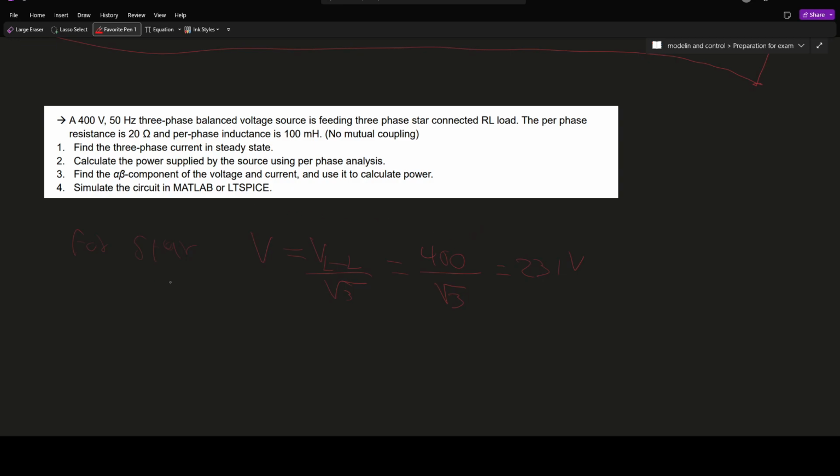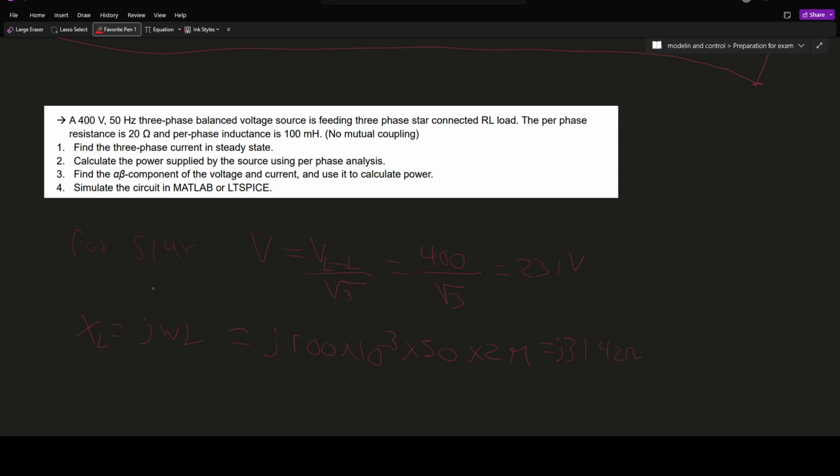Okay. Now we need to find the impedance, and we know that the impedance of an inductor is equal to j omega L. In this case, this will be j times 100 times 10 to the minus 3, because it's millihenries, times the frequency times 2 pi. And this is going to give us j 3142 ohms. Okay.